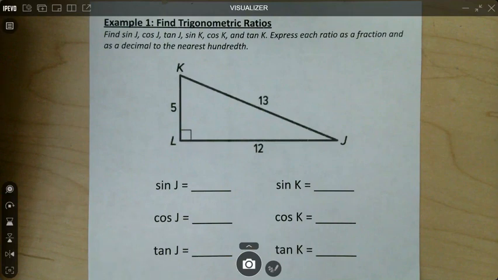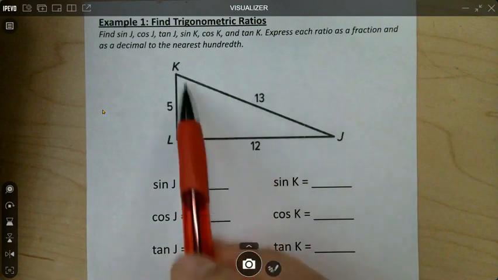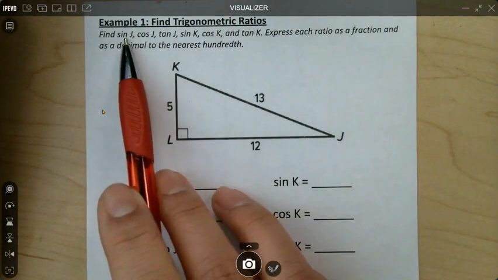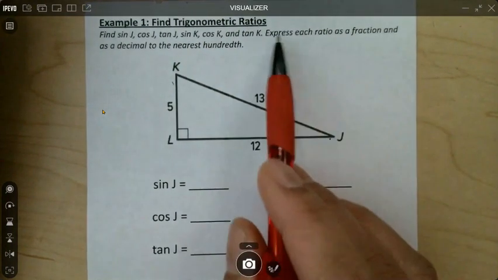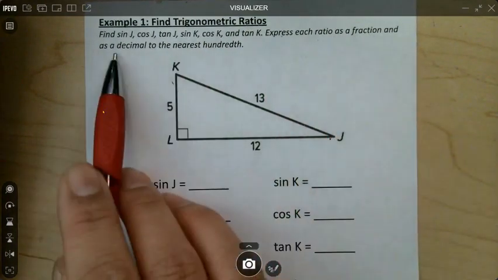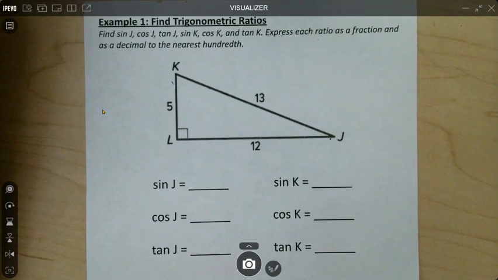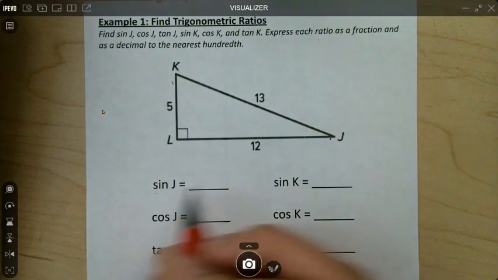All right, so now let's take a look at an example. Here we have a right triangle, and they're asking us to find sine, cosine, and tangent of both of the acute angles. They want us to express each ratio as a fraction and as a decimal to the nearest hundredth. Remember, hundredth is two numbers after the decimal. Let's first look at angle J.